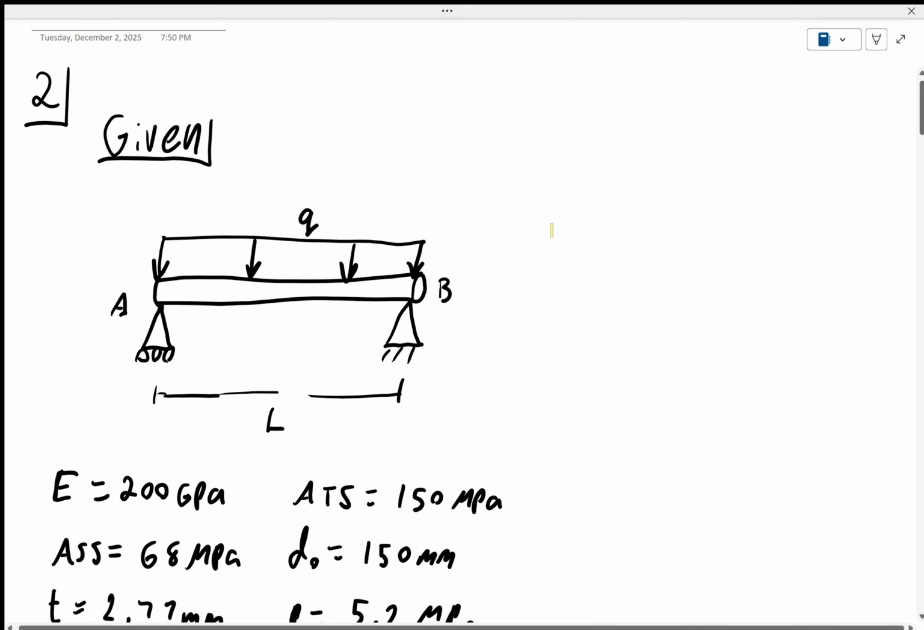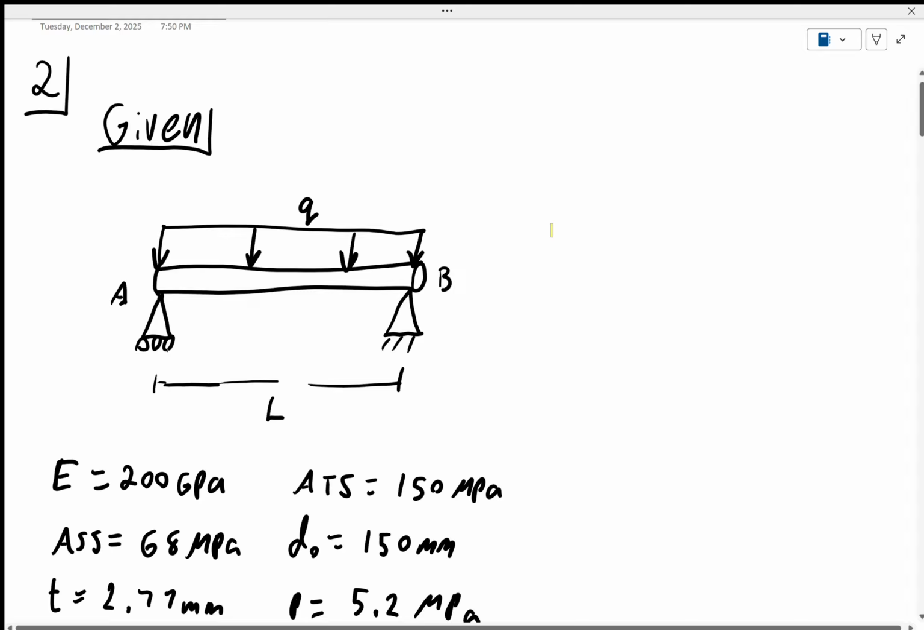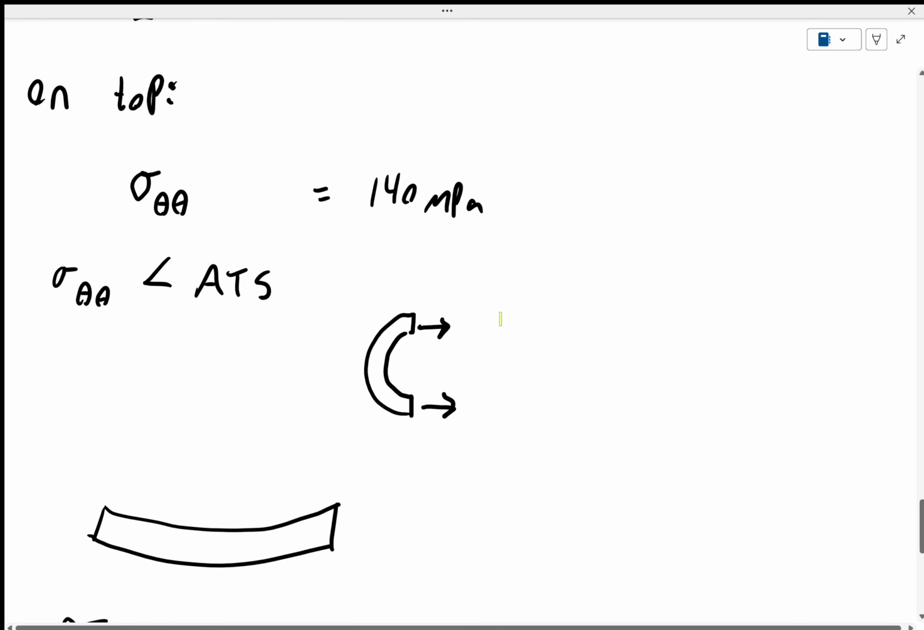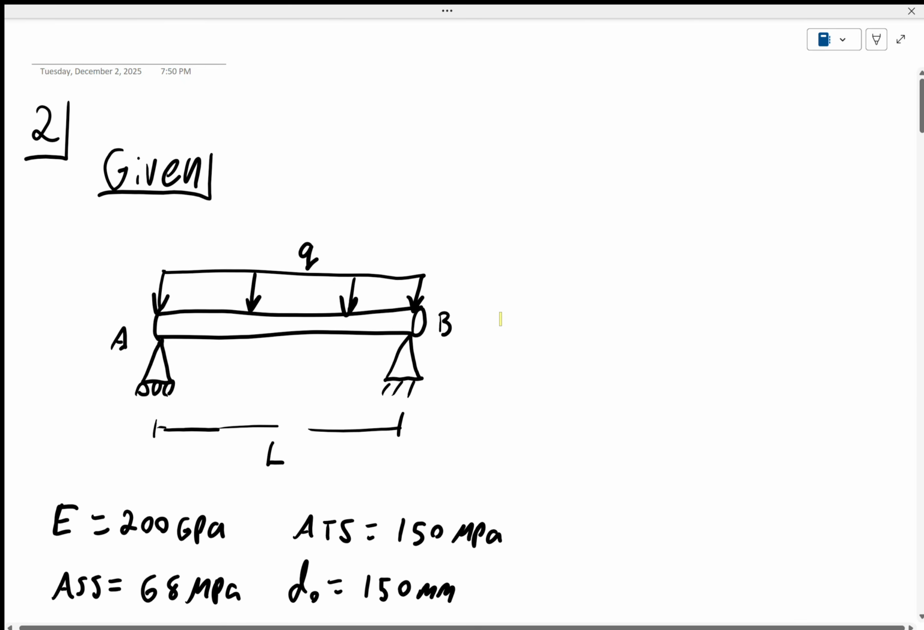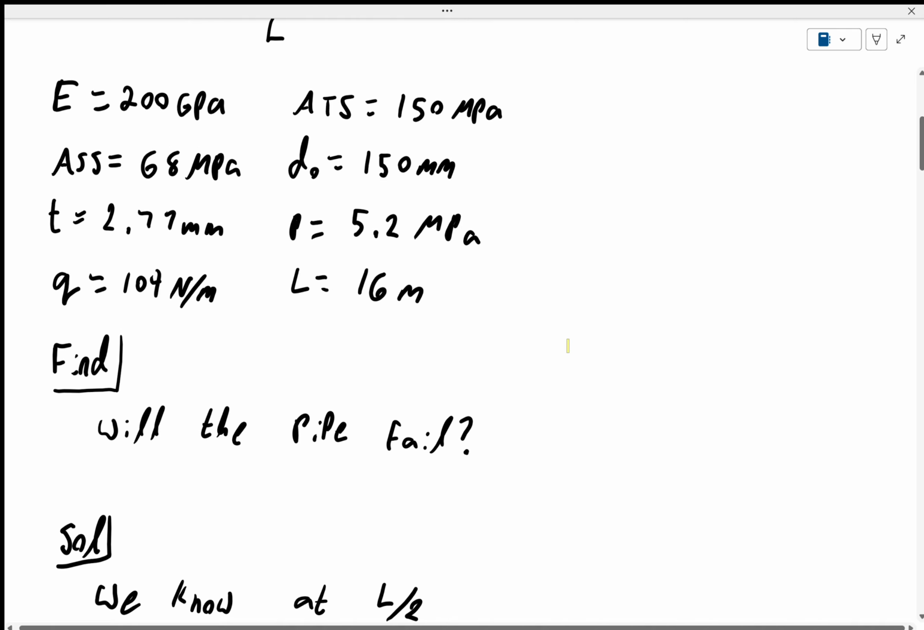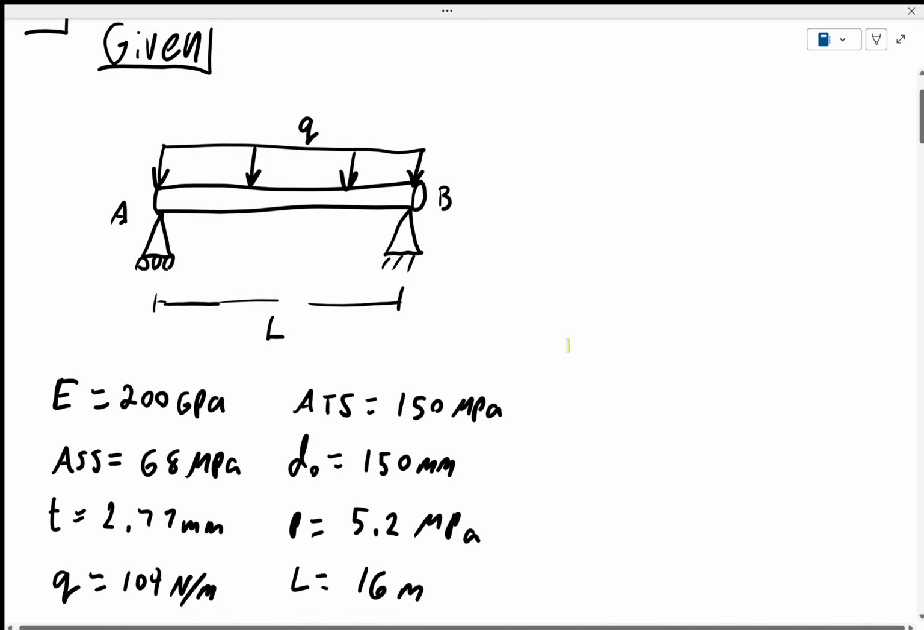So first thing I did is, as usual, write out my givens, to give myself a really clear idea of what we're working with. I got my figure here, I've got my data points, I've got my Young's modulus and my diameter, which I convert to radius later and all that. So what we're looking for is whether the pipe will fail.